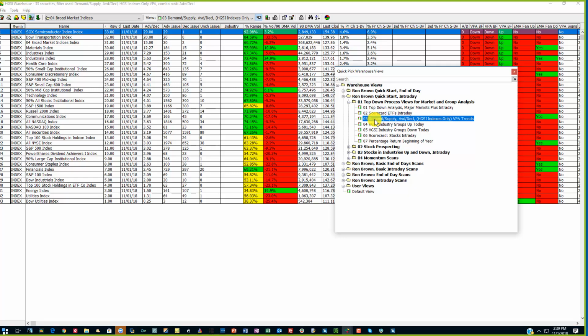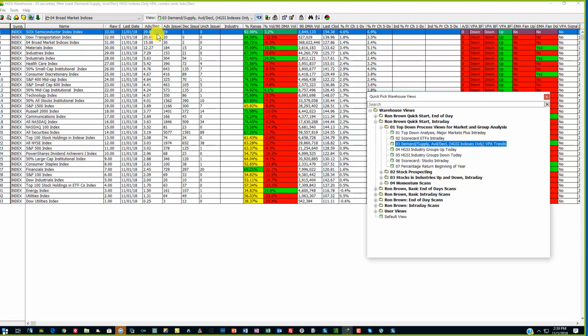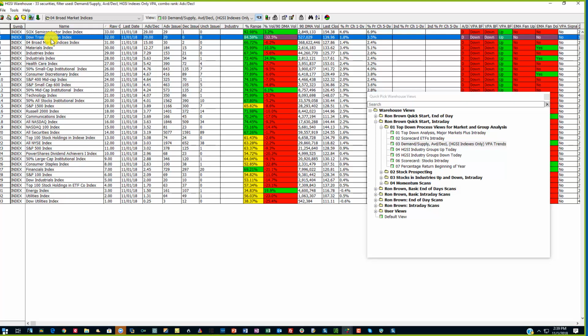this is the demand supply view. It's under Ron Brown Quick Starts. It's view number 3, and this is the way it stood about 30 minutes ago, and guess what's on top? The semiconductors are leading the way with 29 advancers and 1 decliner. This is the SOX. As I go down here, you can see the transportation index.